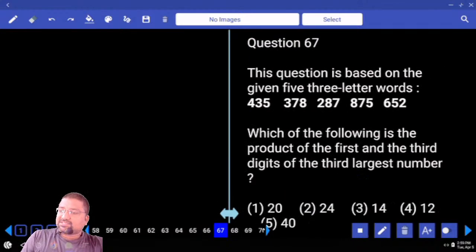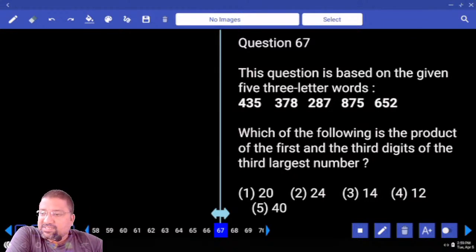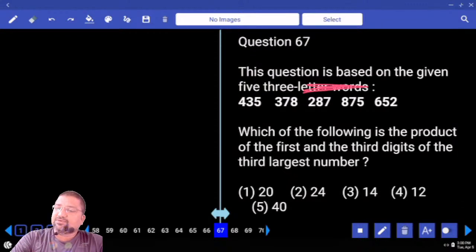These are questions which are based on 3-digit numbers. Whenever you come across this type of question, will you use pen and paper to solve them? No. We will never use pen and paper. This is a question based on five 3-digit numbers. It's not letters and words.